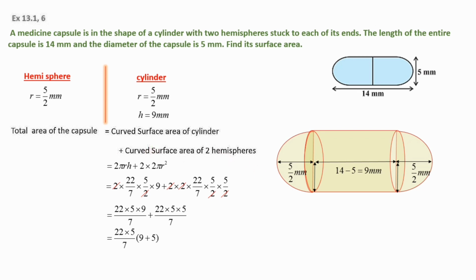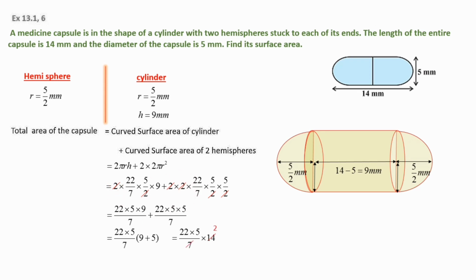So here 22 into 5 by 7 into 9 plus 5, that is equal to 22 into 5 by 7 into 9 plus 5. 9 plus 5 is 14. You can see here now 7 and 14 will be cancelled. So that is the benefit of this way of calculation. So cancellation and calculations will be very easy here when you take a common factor.